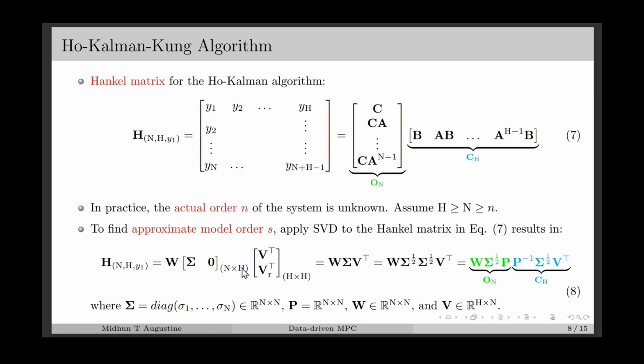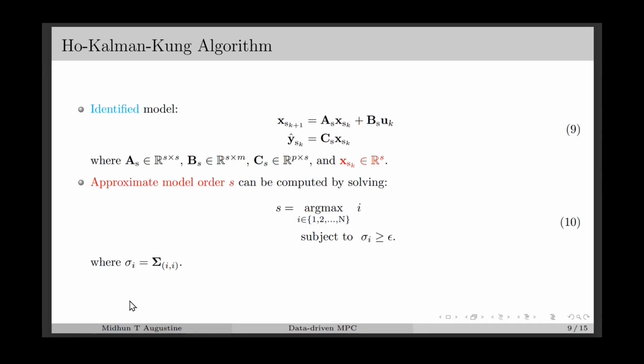Therefore, to find an approximate model order S, we can find the number of non-zero singular values in the matrix sigma. We denote the identified model with the order S as in equation number 9, where AS, BS and CS are the identified system parameters.